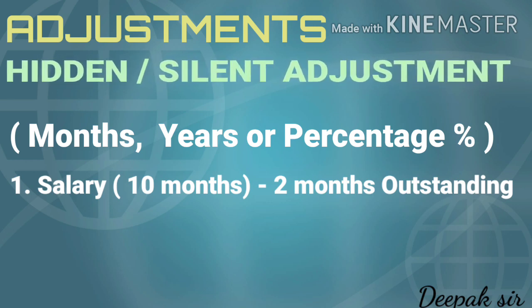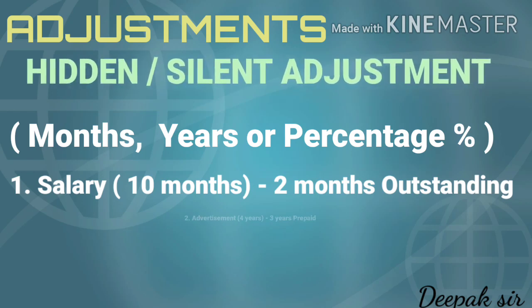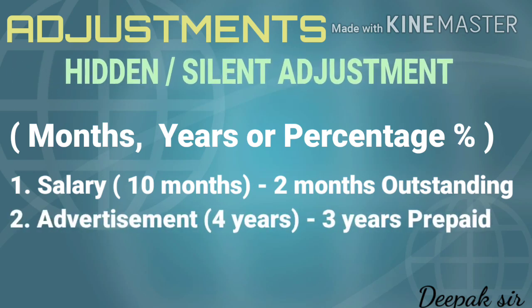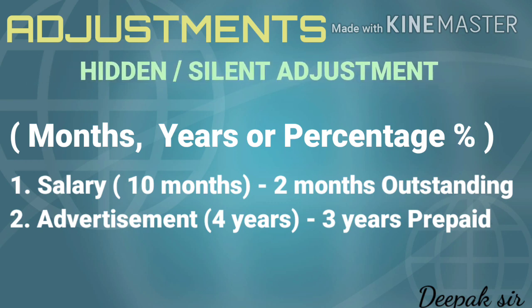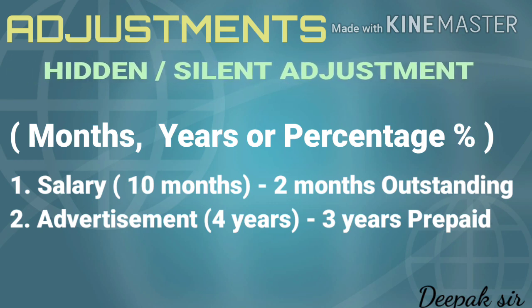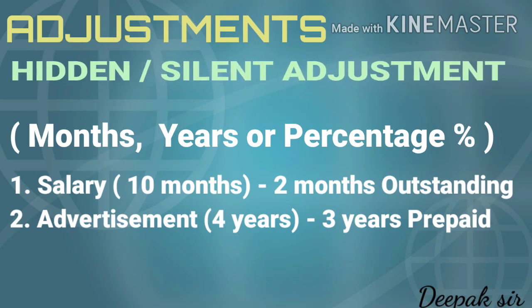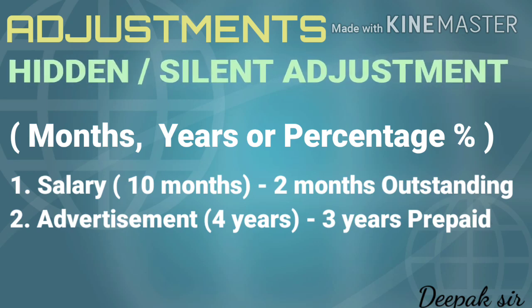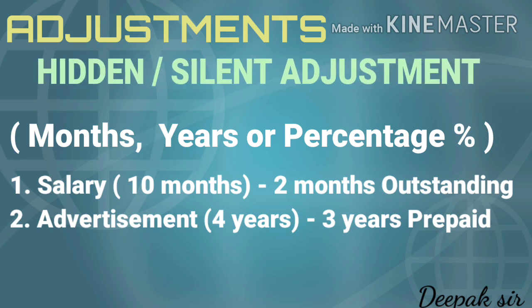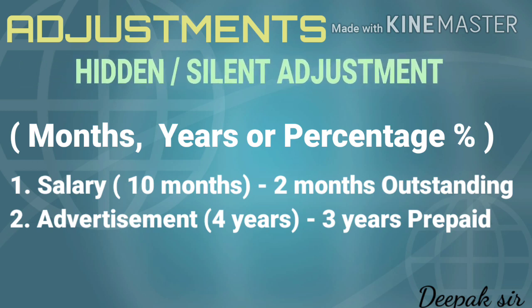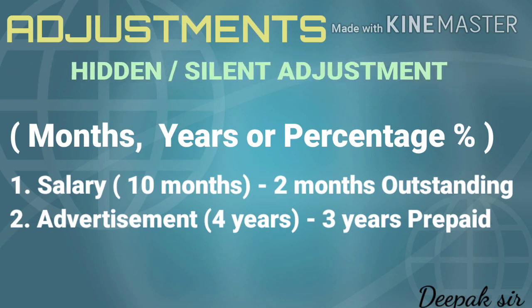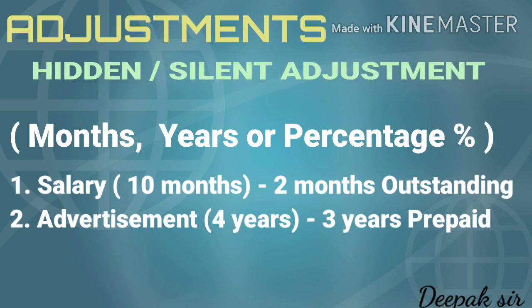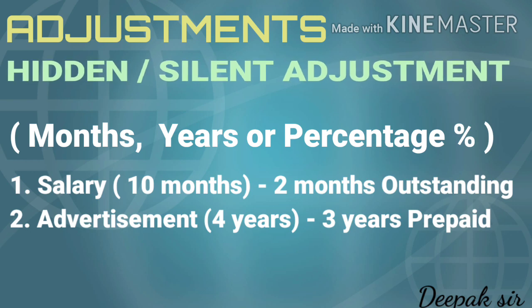Second example is, for example, advertisement is given and in bracket it is given for 4 years. That means advertisement is paid for 4 years. Final account is prepared for 1 accounting year. That means 3 years advertisement is paid in advance. So this is an example where in bracket it is given for 4 years.